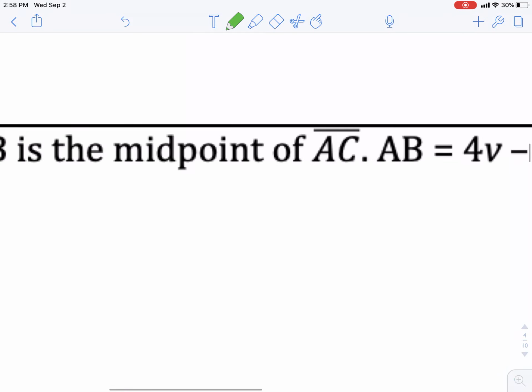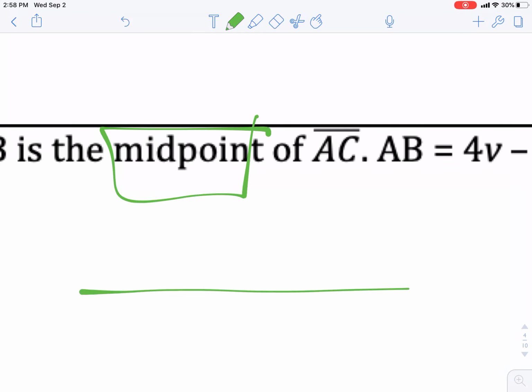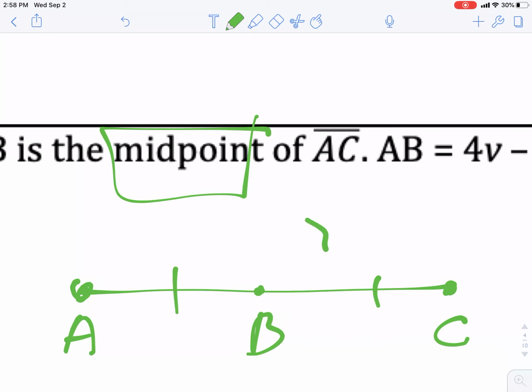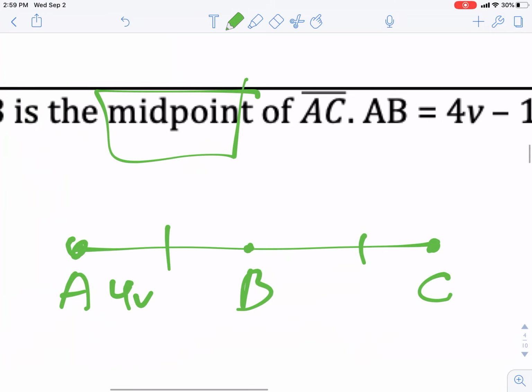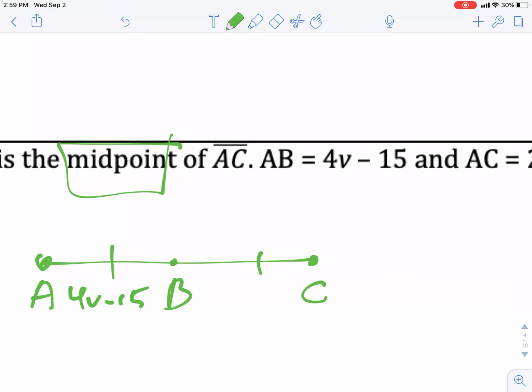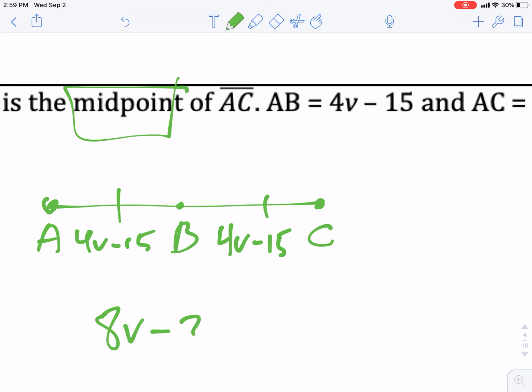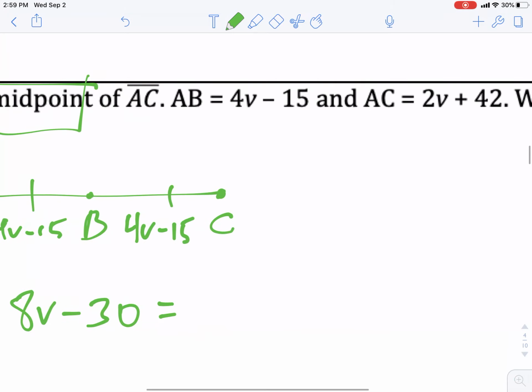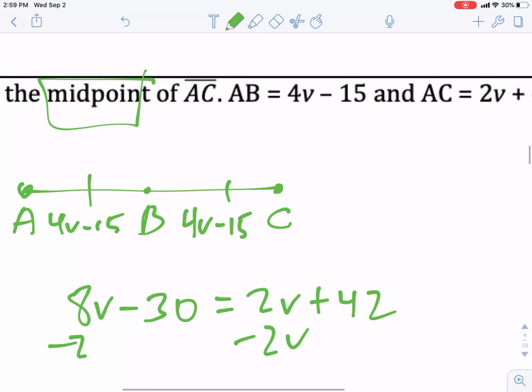B is the midpoint. This is important. That word is important. Okay, if it's the midpoint, it cuts them in half, so those 2 pieces are the same. And then when we label, this is 4v minus 15. And then the whole is 2v plus 42. So when they give you the midpoint or bisect and they give you 1 part, you are going to automatically double it and set it equal to the whole. And then do your algebra.